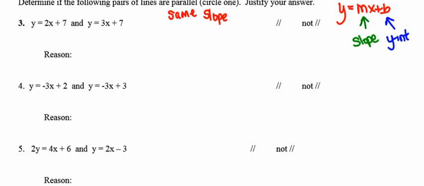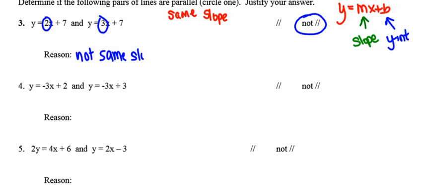Now, the connection between parallel and slope is that lines are parallel when they have the same slope. The y-intercept has nothing to do with whether two lines are parallel or not. So the only thing I'm going to pay attention to in this particular example is the slope. Not the same slope, not parallel. So my reason, they do not have the same slope. These two, if I compare their slopes, they're the same. That's going to make them parallel.